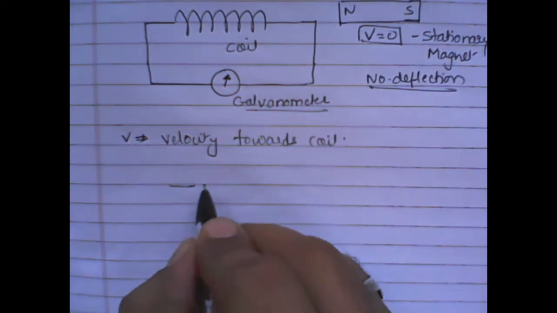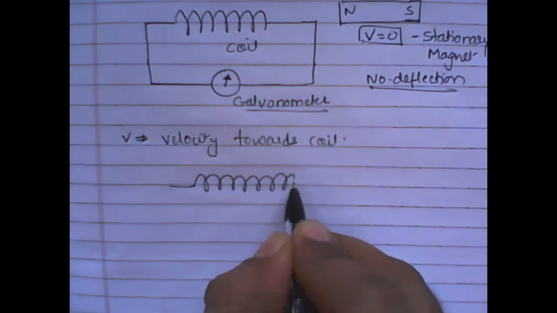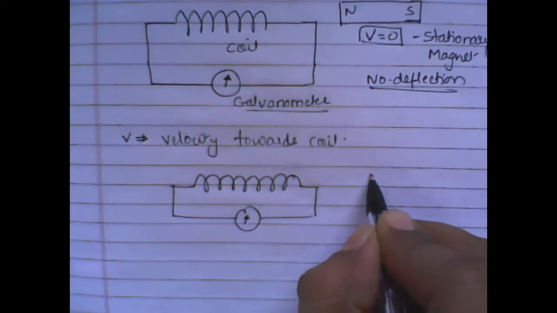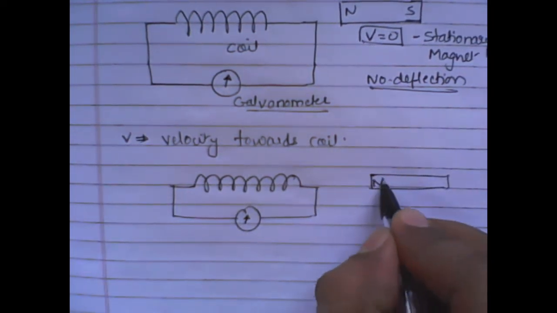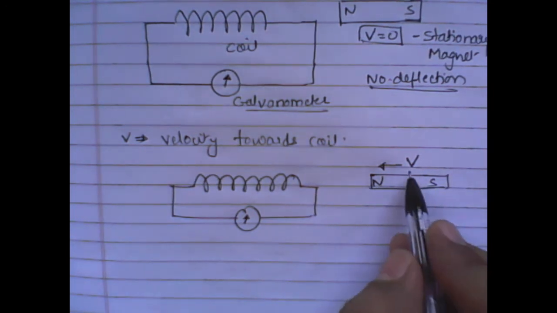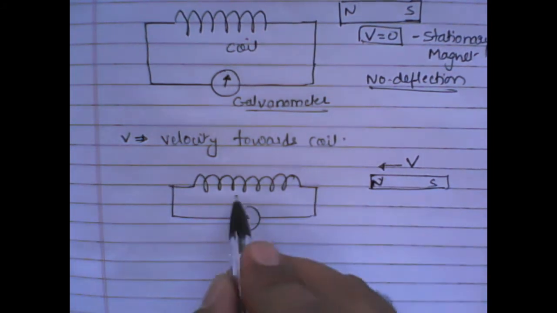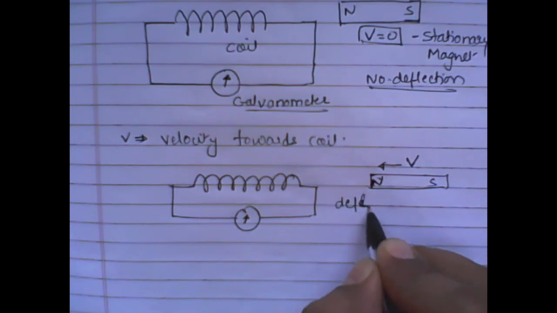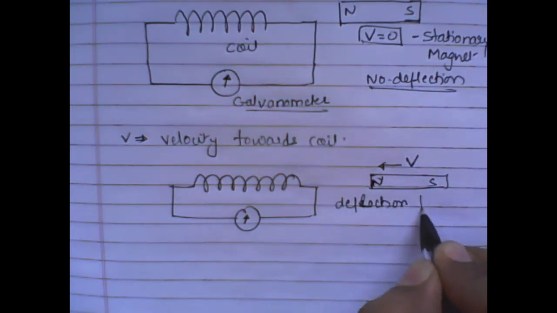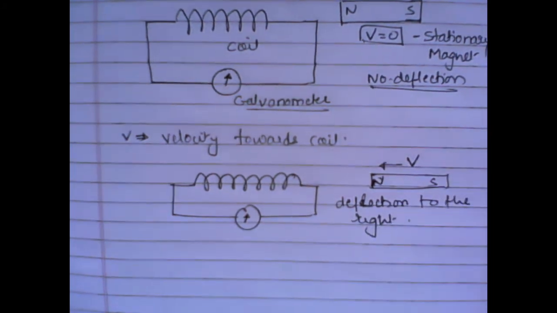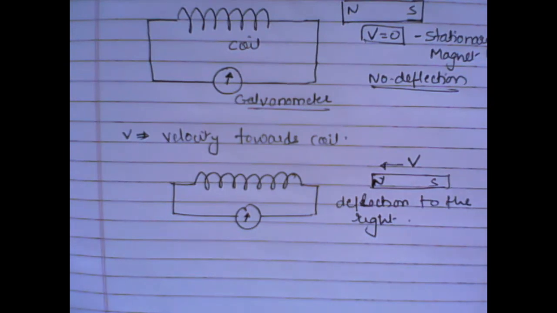Okay, so I will try to draw the diagrammatic representation. So this is the coil, this is the galvanometer connected, and this is the north and south. So this north is being moved with the velocity v. Okay, so in this case, when the north pole was moving towards the coil with the velocity v, he found some deflection. He got deflection to the right of the 0 mark of the galvanometer.